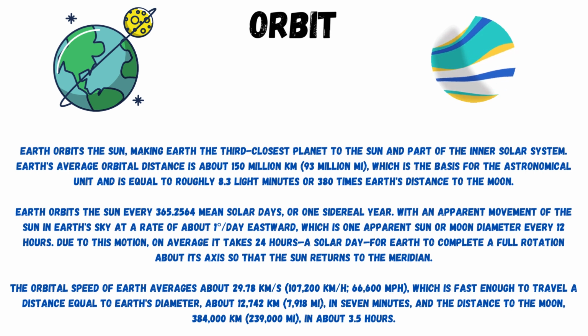The orbital speed of Earth averages about 29.78 km per second, 107,200 km per hour, 66,600 miles per hour, which is fast enough to travel a distance equal to Earth's diameter, about 12,742 kilometers, 7,918 miles, in 7 minutes, and the distance to the Moon, 384,000 kilometers, 239,000 miles, in about 3.5 hours.